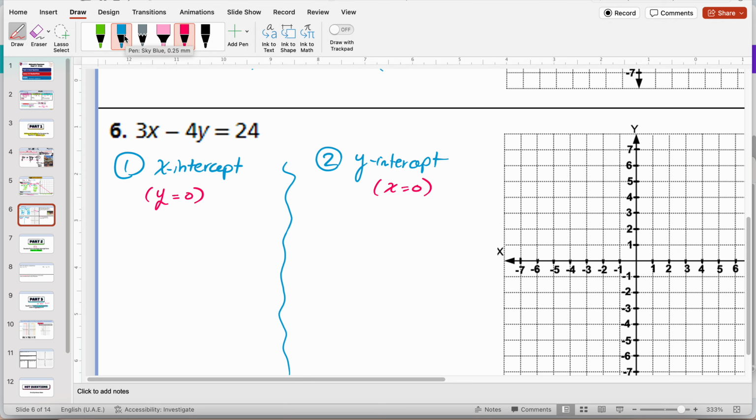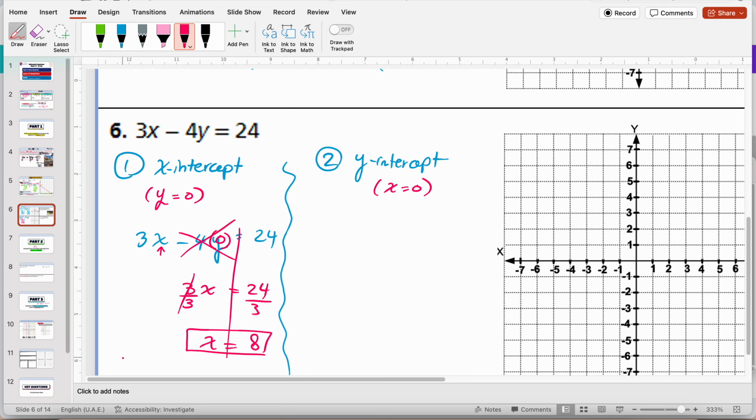So I'm gonna go ahead and write my equation. It's 3x minus 4y equals 24, and start solving. So to find the x-intercept, I want to find the x value when my y is 0. This is gonna be cancelled. So I only have 3x equals 24. Divide by 3 both sides. X equals 8.